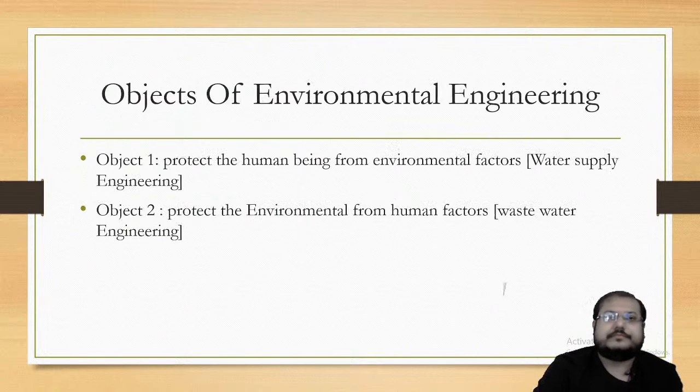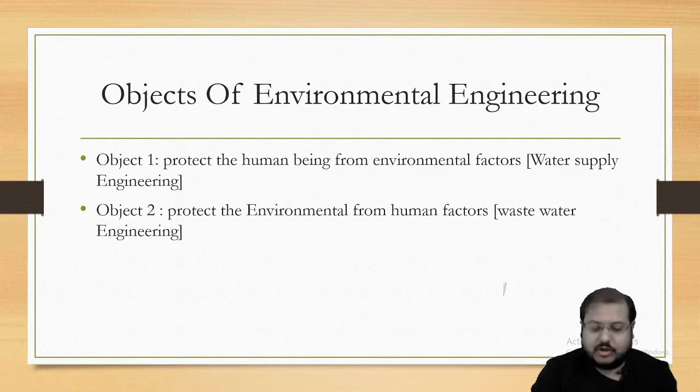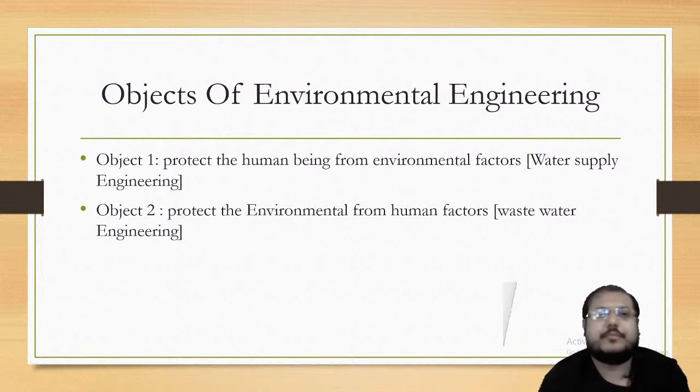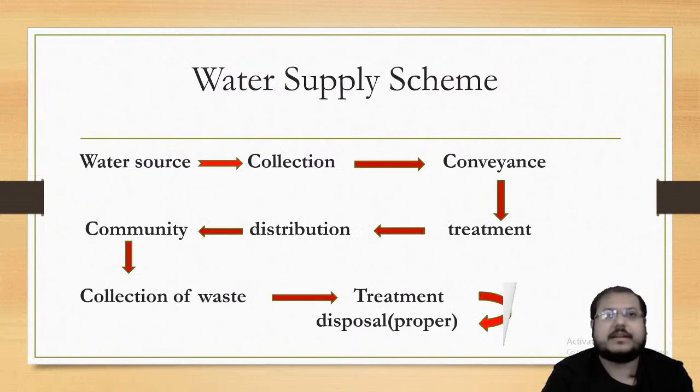So these are the two major objectives of environmental engineering. First of all is to protect the human being from environmental factors, and to protect the environment from human-induced factors.